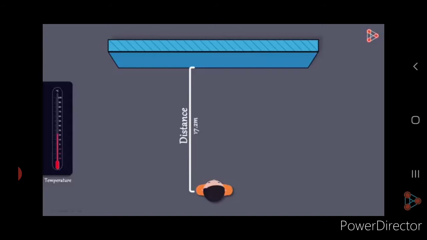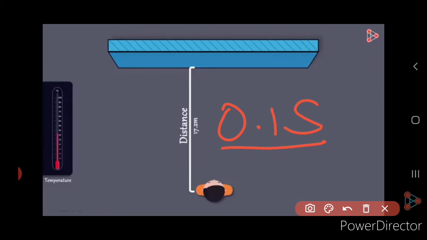There will be a time gap between the original sound and an echo, because the original sound has to reach the obstacle and reflect back, isn't it? So there will be a time gap, but it should not be more than 0.1 second. The minimum time gap required between the original sound and an echo should be 0.1 second. So this is one of the conditions.